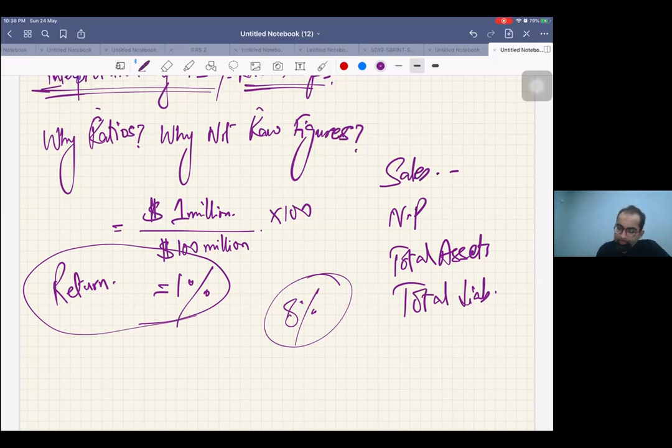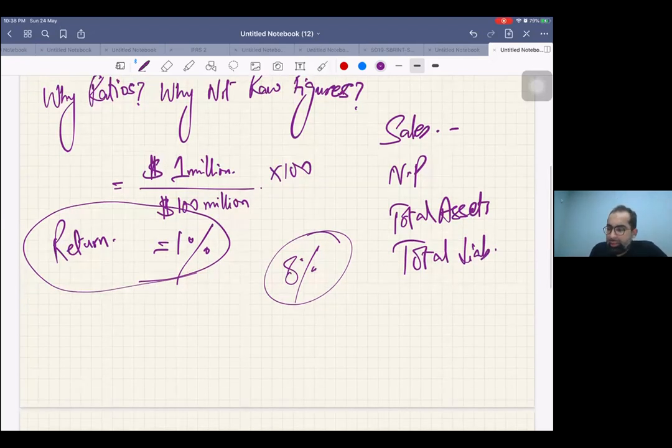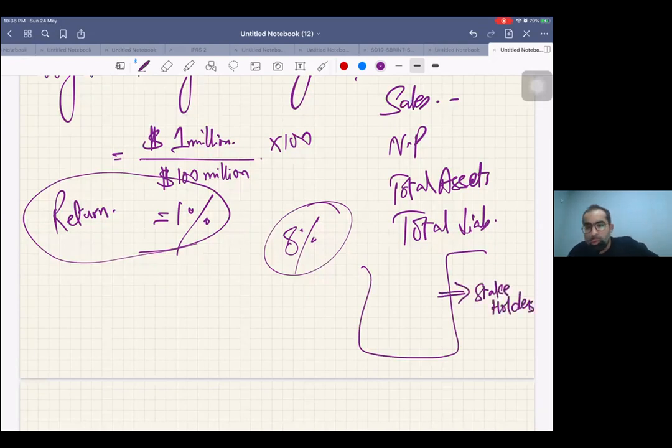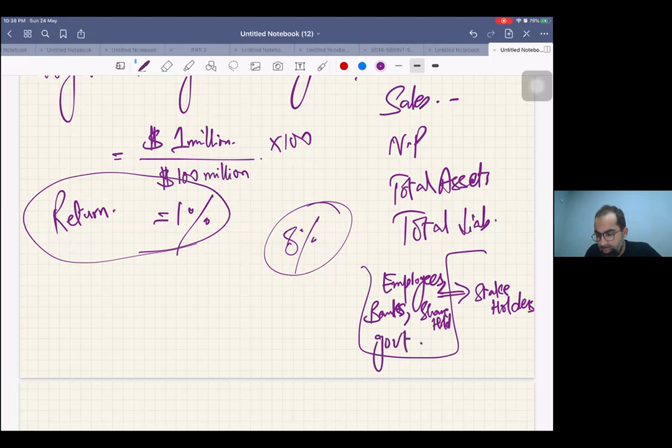Okay, now listen, you might have heard one word which is called stakeholder. It is basically a big umbrella, a big basket. Stakeholders are those people who take interest in the company, or company's activities affect those people. For example, employees. Yes, employees are stakeholders. Banks, shareholders, government are also stakeholders. Your customers, your suppliers, they all are stakeholders, right?